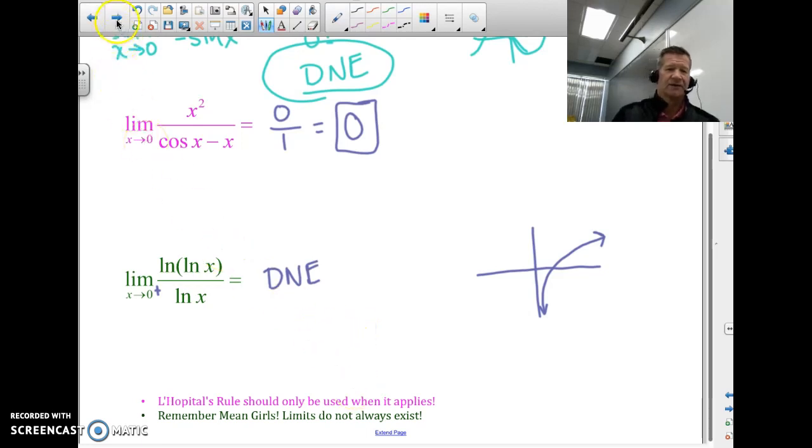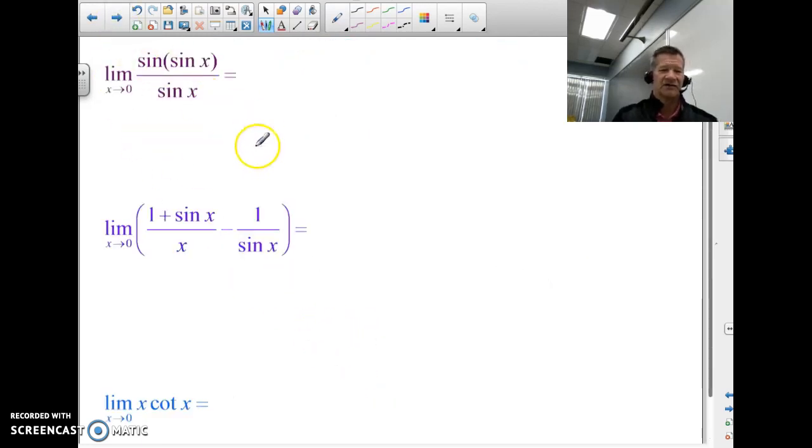Okay, let's see, what else do I have here? The sine of the sine of x over the sine of x. Yuck, let's put 0 in there. Sine of 0 is 0, and then the sine of 0 again is 0. Sine of 0 is 0. Okay, so I can use L'Hopital's rule here. So limit as x approaches 0, sine of the sine of x. So that's going to need a chain rule, sine of junk.